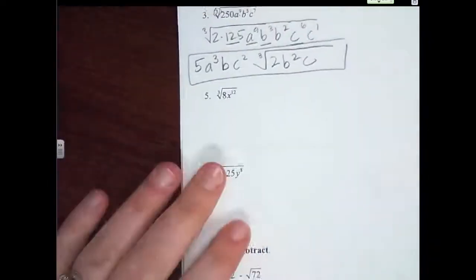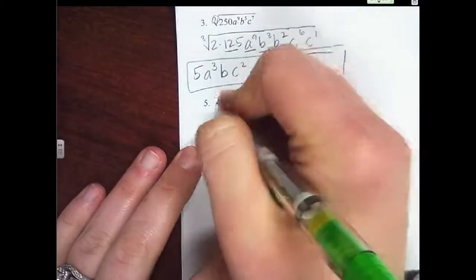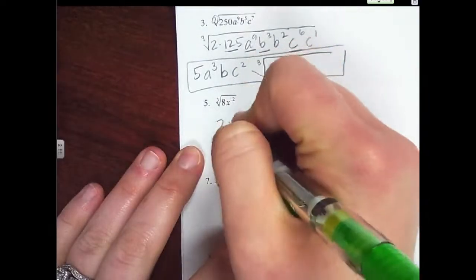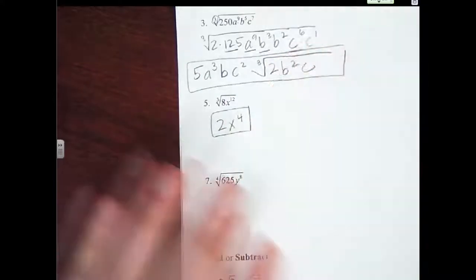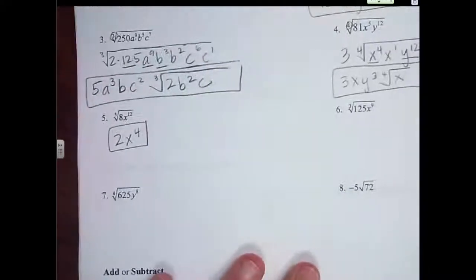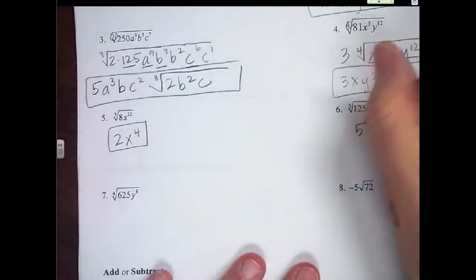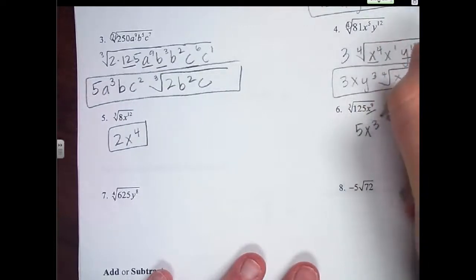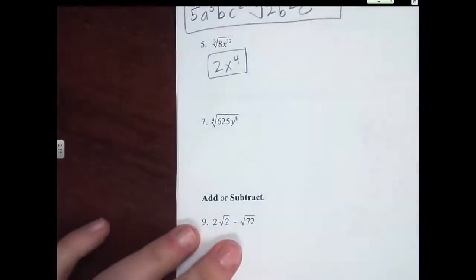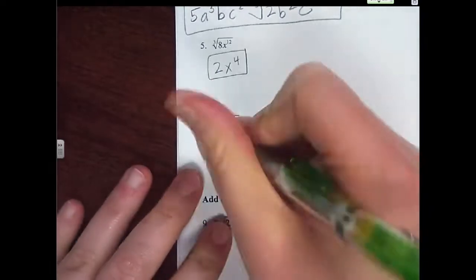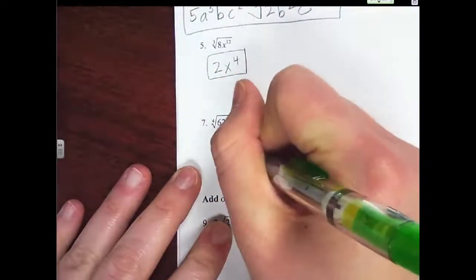Number 5, the cube root of 8 is 2. And the cube root of x12 I divide, so x4. Number 6, the cube root of 125 is just 5. And when I divide this, I get x3. Number 7, the fourth root of 625 is 5. And when I divide this, I get y2.